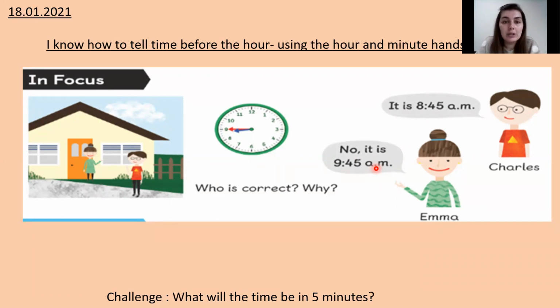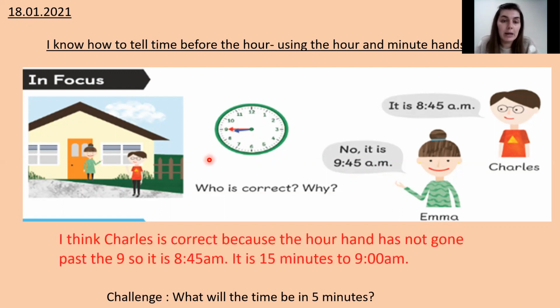And to do that, I'm going to look at my hour hand, which is the shorter hand. Now, it's not on the 8 and it's not on the 9, but it is close to the 9. And it hasn't gone past the 9, so I think it is 8:45 because it hasn't gone past the 9. So my answer might read something like this.